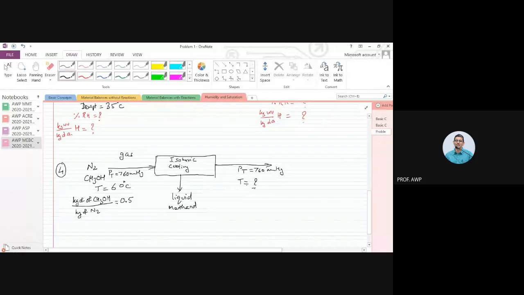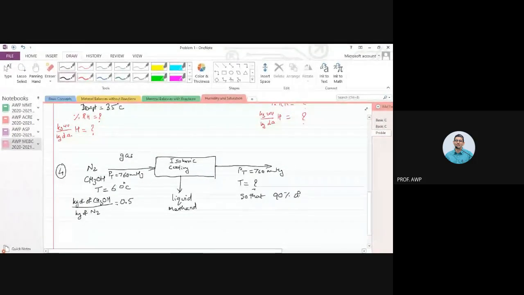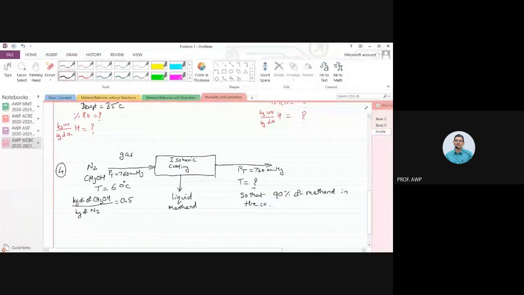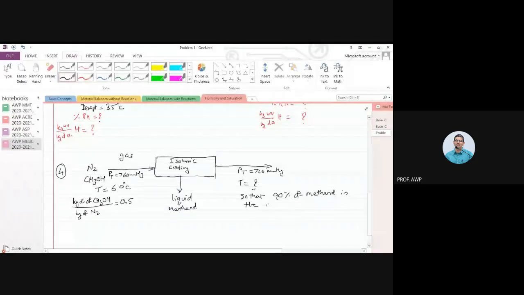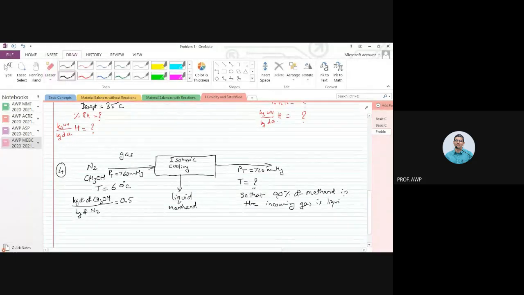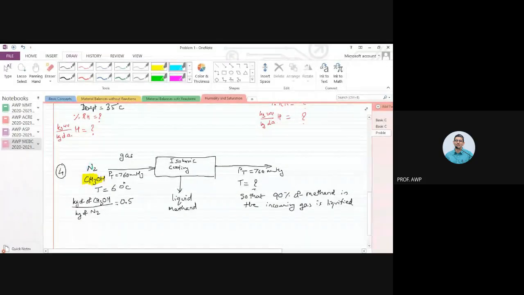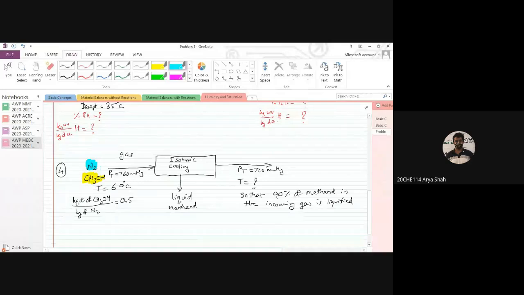I would like you to find out the temperature to which I should cool so that 90% of methanol in the incoming gas is liquefied. So that's how we would separate volatile components from non-volatile components. We'll have to use the same Antoine equation.